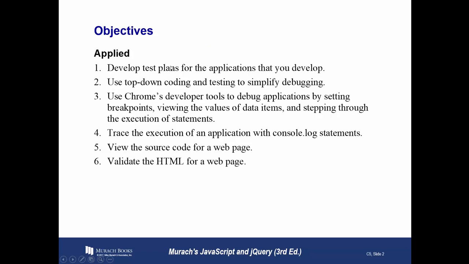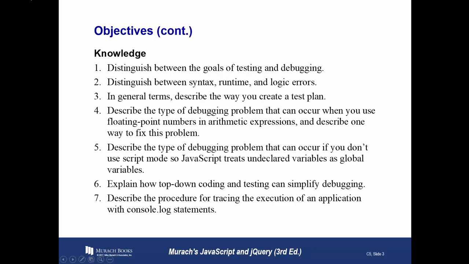You'll notice we have quite a few more applied objectives. This is a very hands-on chapter. Develop test plans for the applications you develop. Use top-down coding and testing to simplify debugging. Use Chrome's developer tools. Trace execution of an application with console.log statements. View the source code of a web page and validate the HTML for a page.